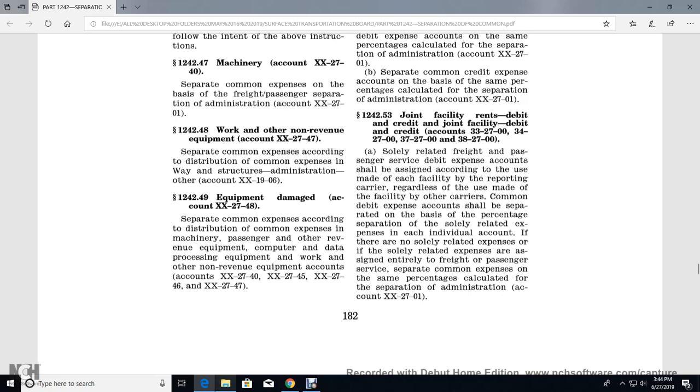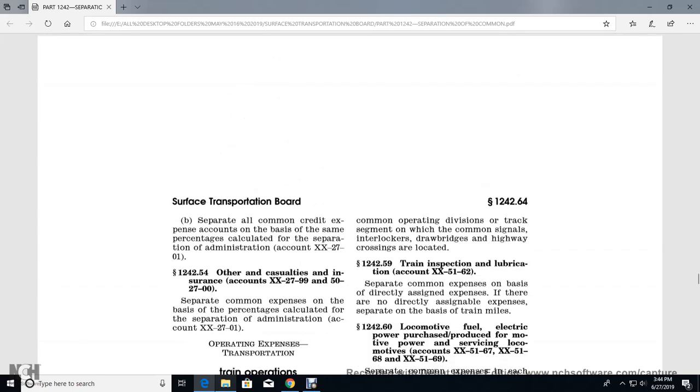All right, 1242.53, joint facility rent, debit and credit, joint facility debit and credit, accounts 32 2700, 34 2700, 37 2700, 38 2700. Solely related freight or passenger debits shall be assigned with the use made by each facility reporting carrier, regardless of the use made of the facility. Other common debit expense accounts are separated on the basis of the percentage separation of solely related expense with each individual account with no solely related expenses assigned entirely to freight or passenger, and separate common expense with the same percentage calculated for the separation administration of the accounts XX 2701.